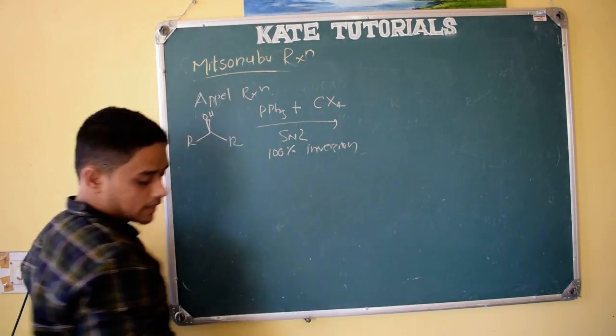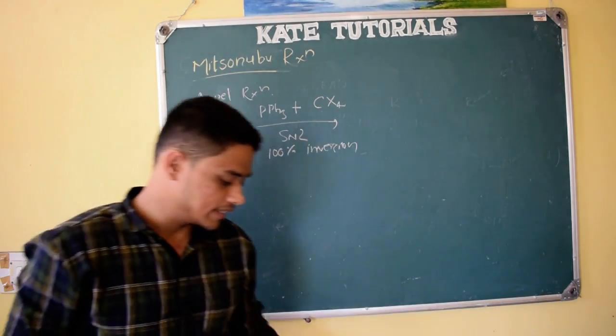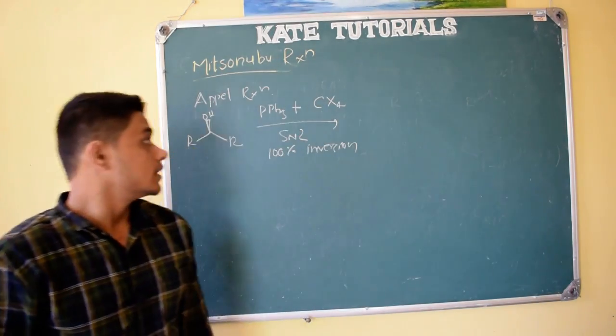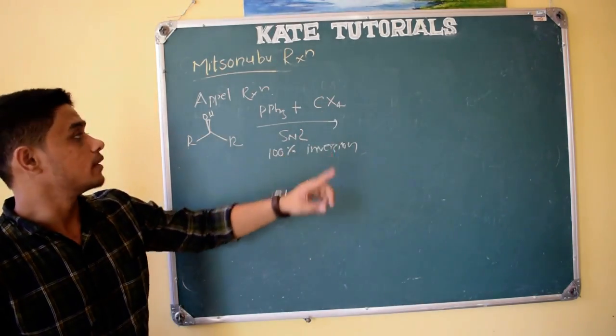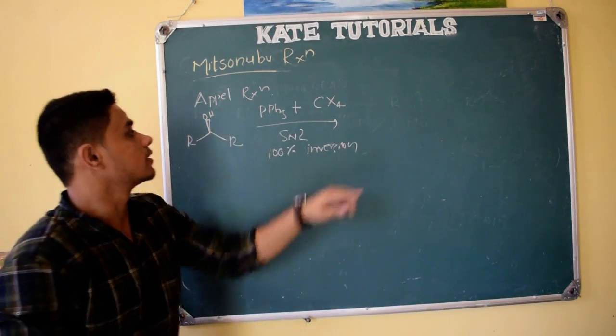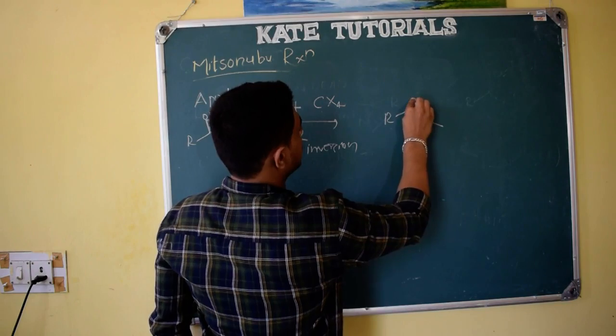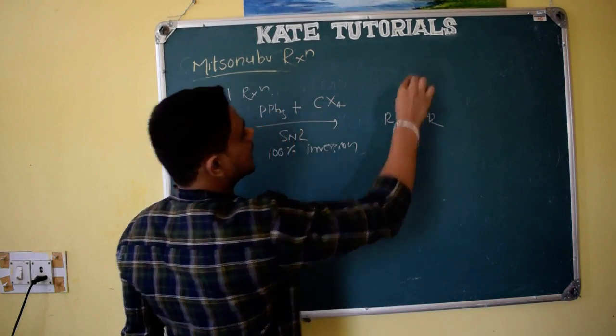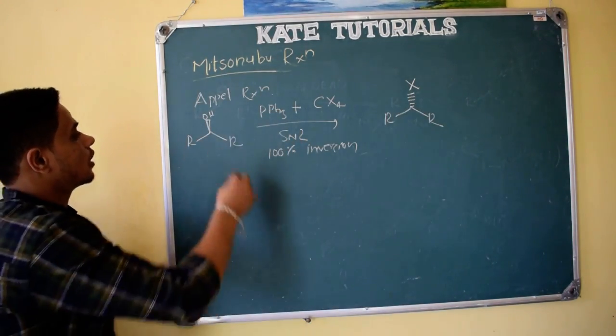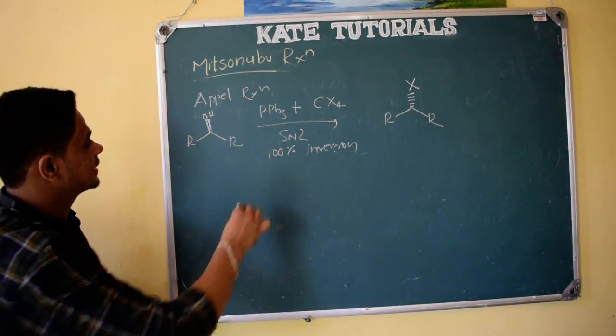So how the reaction happens, everything we will discuss. And here X is the halogen, right? Because of this OH will be replaced and we get the product like this. Below the plane, 100% inversion, and we get halogen there, right? So how does this reaction occur? See here, the mechanism.